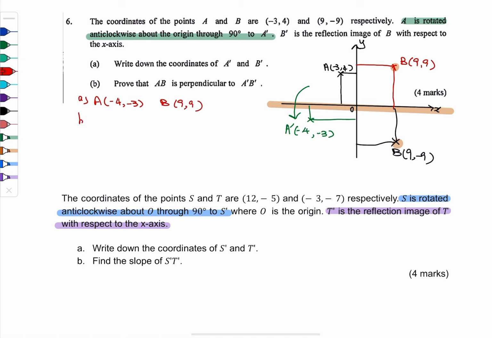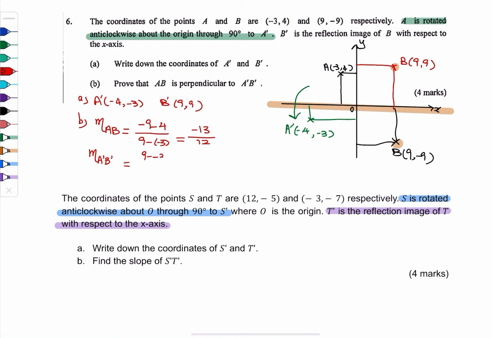You have to prove that they are perpendicular. So you find the slope of AB first. AB, that means the original ones. So y minus y over x minus x. Negative 9 minus 4, negative 13. 9 plus 3, 12. And you also find the new AB slope.